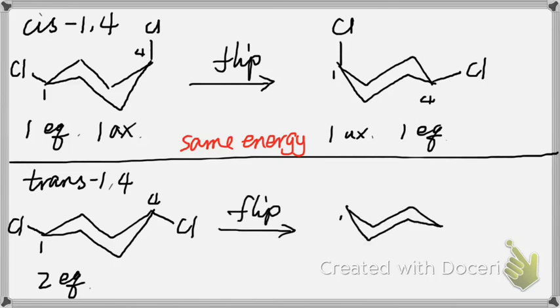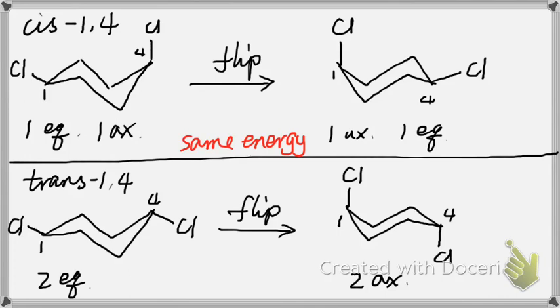Let's do the chair flip. In the chair flip, the equatorial position will become axial. So on carbon 1, we have an axial chlorine going up. On carbon 4, we also have an axial chlorine going down. Now we have 2 axial chlorine atoms.